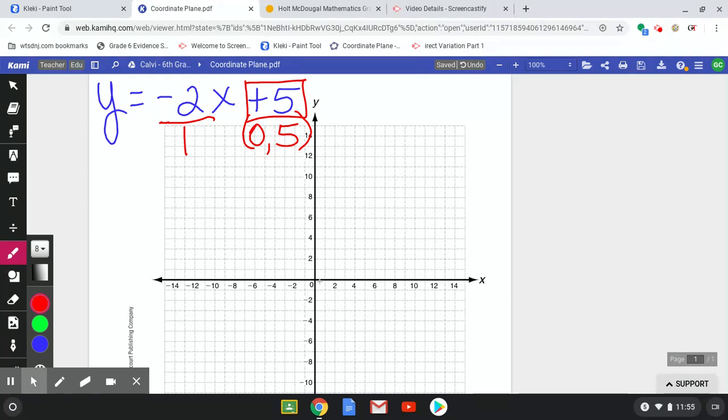So (0, 5), I'm starting at my origin. My first number, 0, tells me to go left or right. Well, I'm going to stay at 0. 5 tells me to go up because it's at positive 5. I'm going to plot a point.